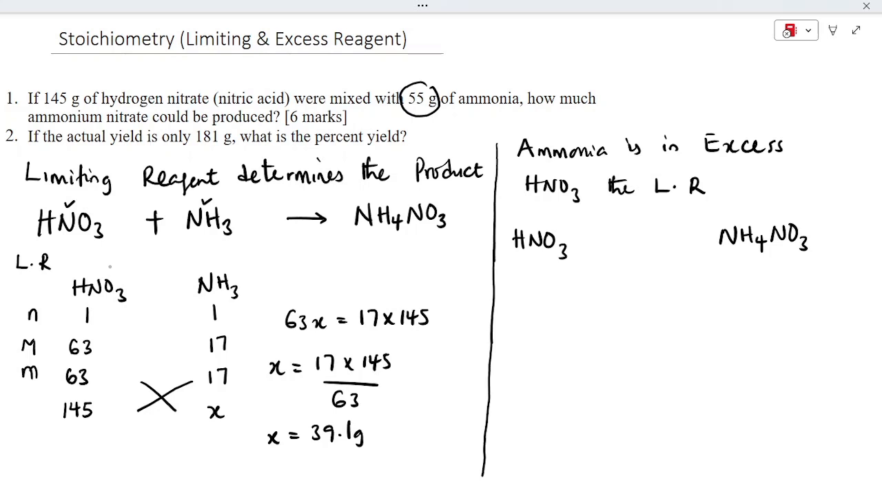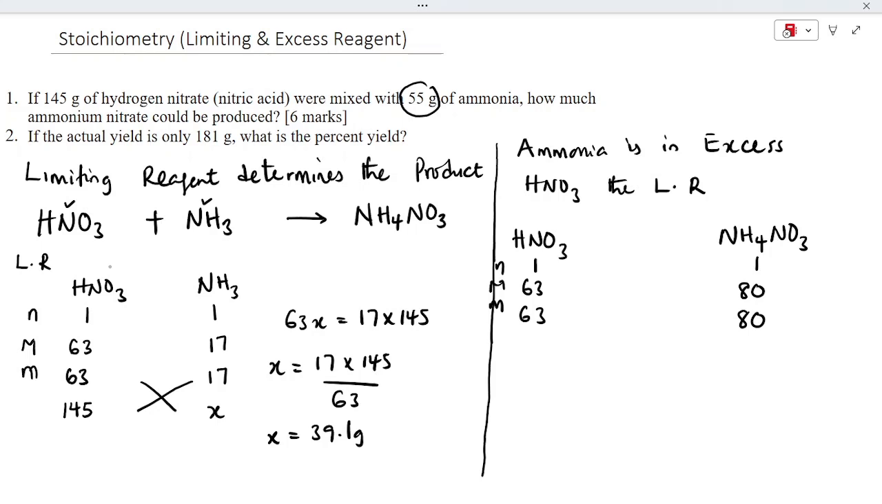Determine your limiting reagent first. So everything follows the same: number of moles, molar mass, and the mass. Well, we already have done this one before: 1, 63, 63. For ammonium nitrate, the number of moles is still 1. But this time, for the molar mass, nitrogen appears twice, so we can simply say 14 times 2, which is 28. Hydrogen is 4 times 1, that is 4. Then oxygen is 16 times 3, which is 48.